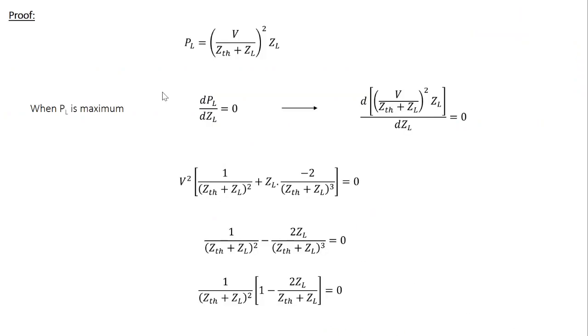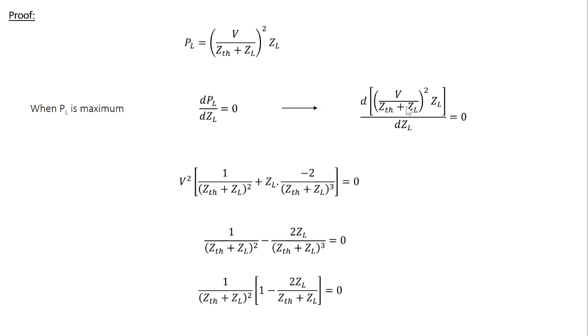Let's try to prove the maximum power transfer theorem. We need to prove that when ZL equals ZTH, PL becomes PL max. We know the expression for PL, and we know that when PL reaches its maximum value, there is no further change in its value. So I can write, at maximum, dPL by dZL equals zero. Now substitute for PL. We need to find the derivative of this function.